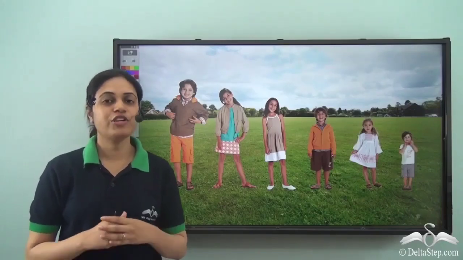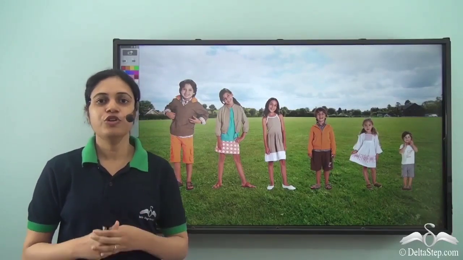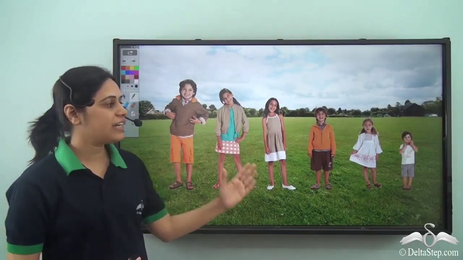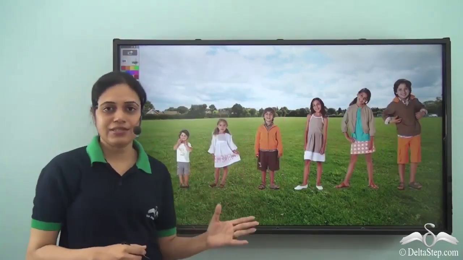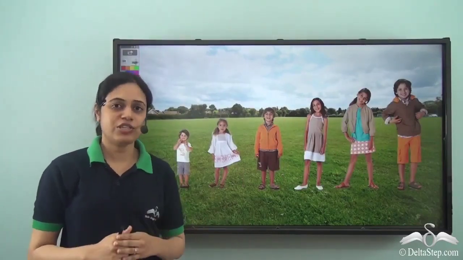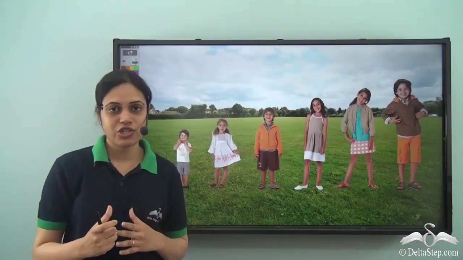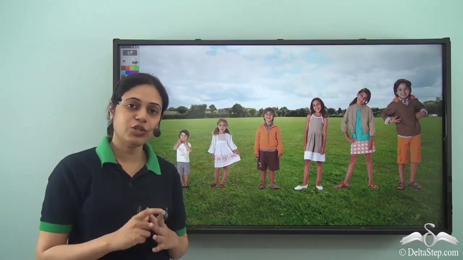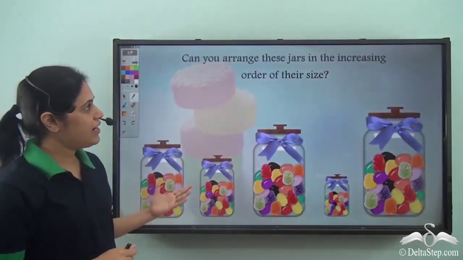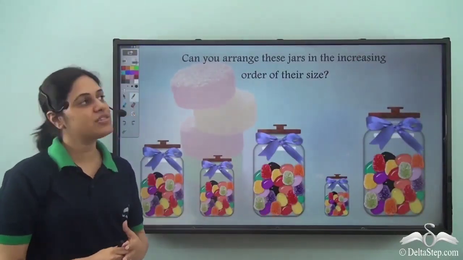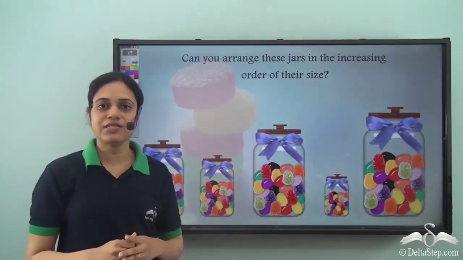In school, your teacher must have told you to stand in decreasing or increasing order of your heights. So, there are several situations where we need to arrange things, that is, we need to order things. So, let us try and arrange these jars in increasing order of their size.